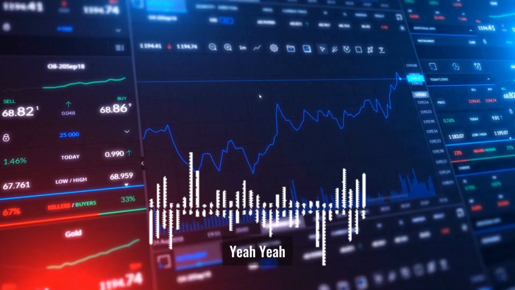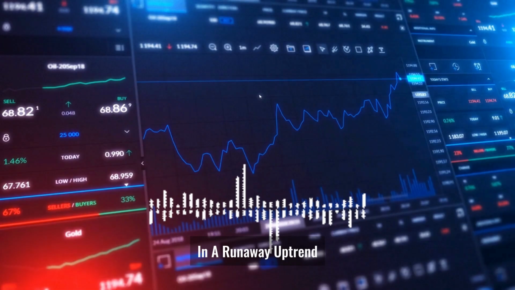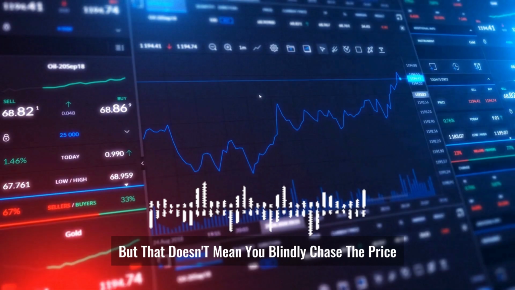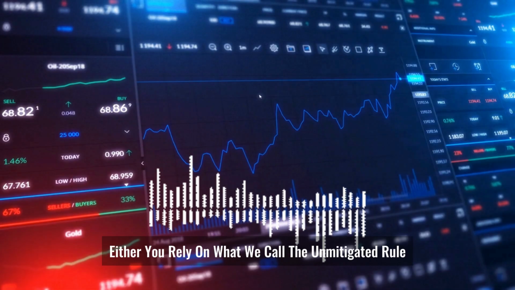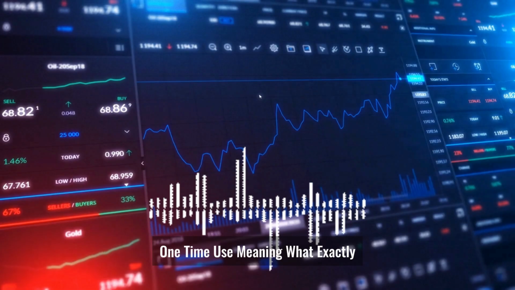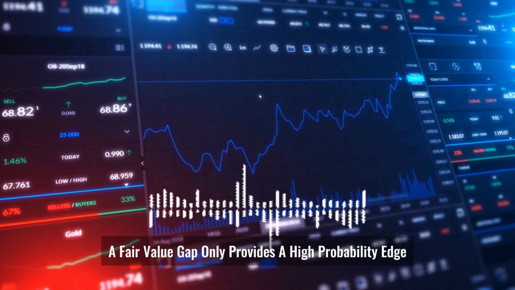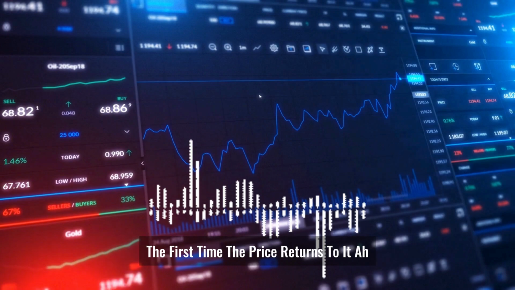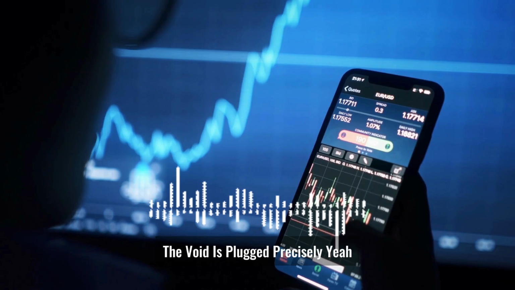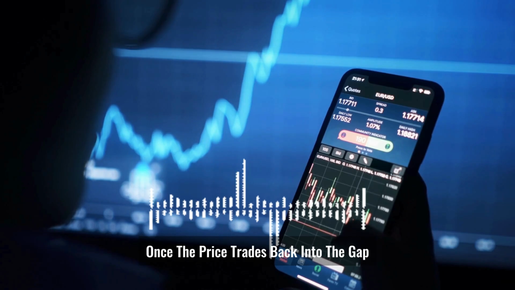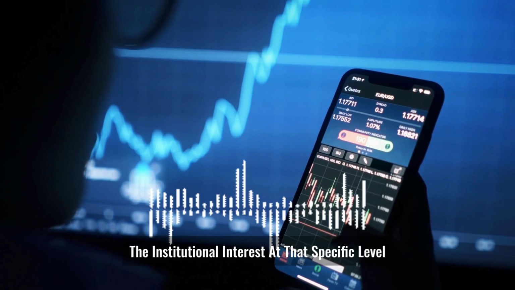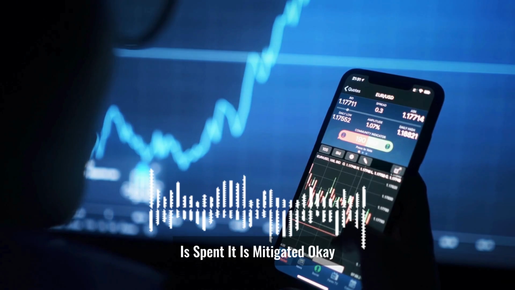Oh, really? Yeah. In a runaway euphoric trend, the price might gap up and never look back. But that doesn't mean you blindly chase the price either. You rely on what we call the unmitigated rule, which is also known as one-time use. One-time use, meaning what exactly? Meaning a fair value gap only provides a high probability edge the first time the price returns to it. Ah, because missing orders get filled, the void is plugged. Precisely. Once the price trades back into the gap and balances the books, the institutional interest at that specific level is spent. It is mitigated. Okay, that makes sense.